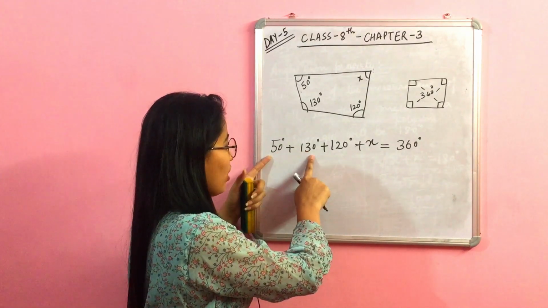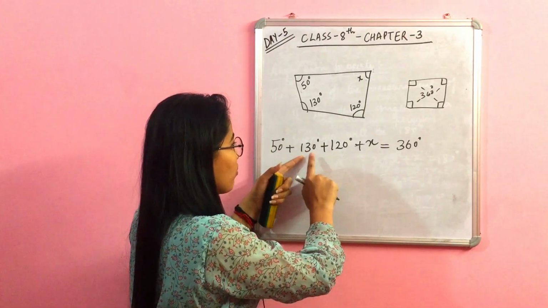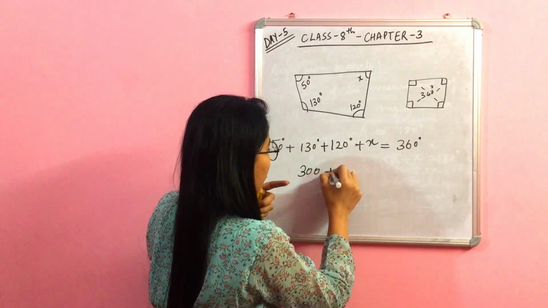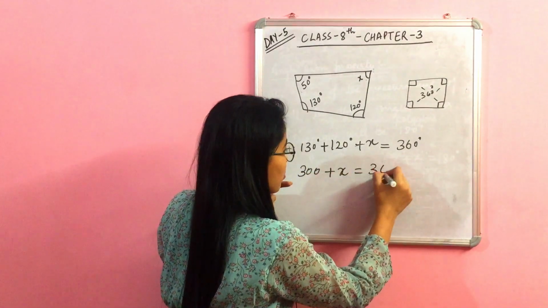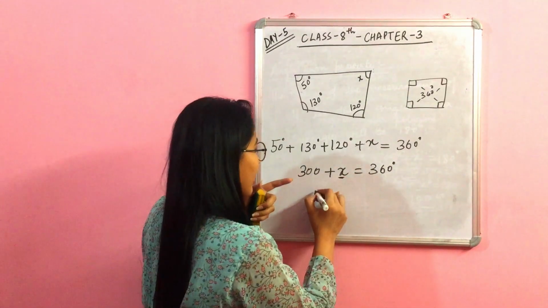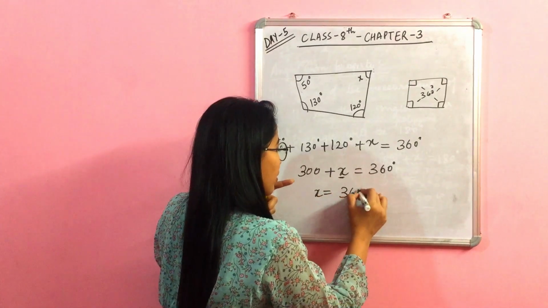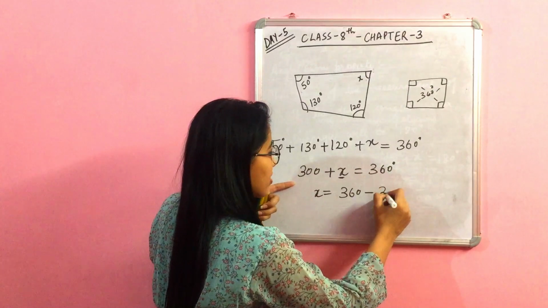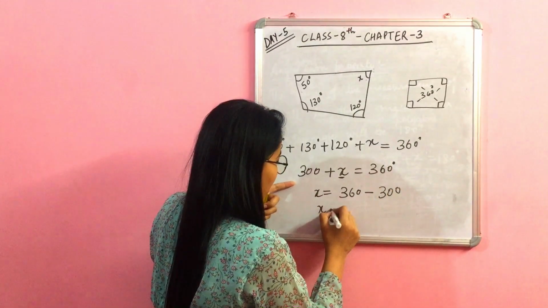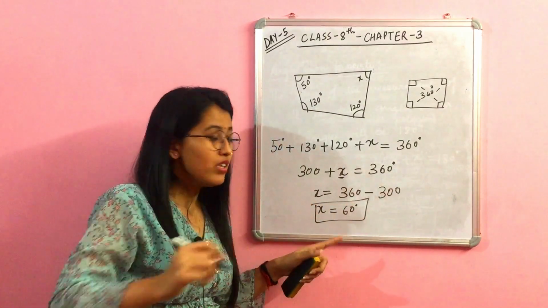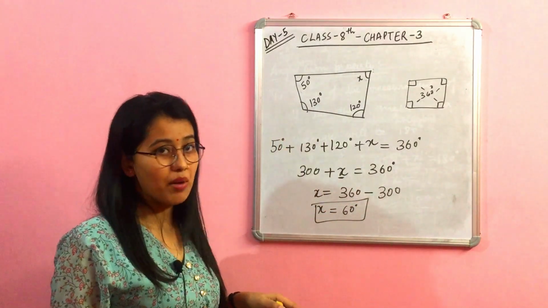This 50 plus 130 is 180. Okay, and 180 plus 120 is 300. Okay, so 300 plus x is equal to 360 degrees. Now we have to find the value of this x. x is equal to 360 minus 300, which gets transposed to the right-hand side. So this will be 60 degrees. Okay, so this is how we can solve the example.